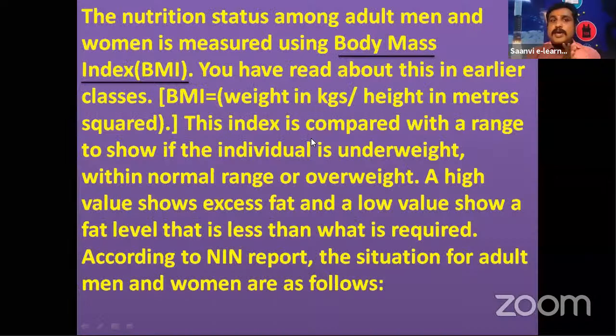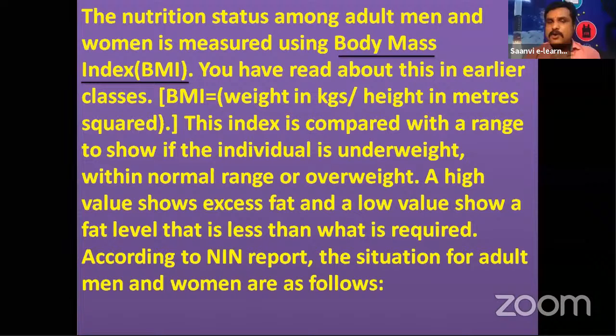Okay, fine. So here the nutrition status among adult men and women is measured using body mass index, BMI. Write the full form of that. BMI stands for body mass index. Already you have learned this in previous classes. You have read about this in earlier classes: BMI is weight in kgs and height in meters. This index is compared with the range to show if the individual is underweight.